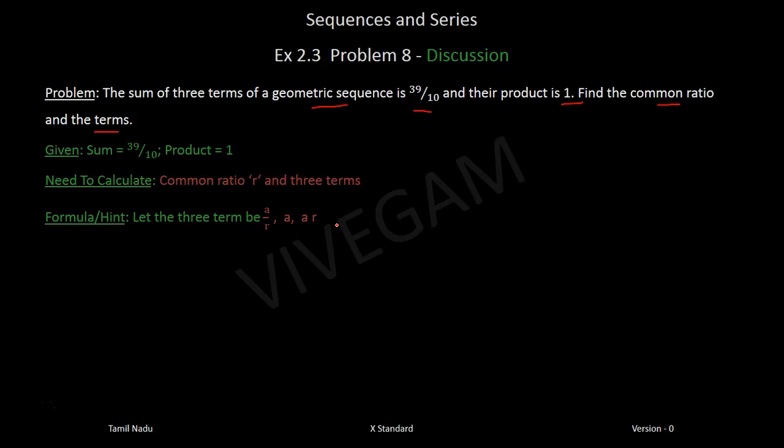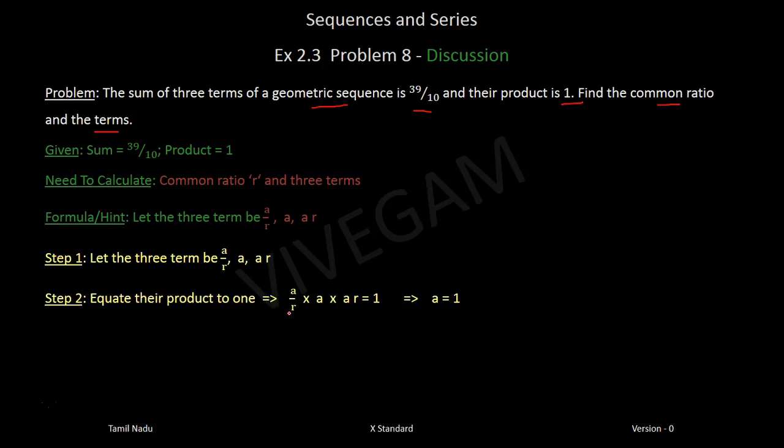Okay, now let's look at the steps. Let the three terms be a by r, a, ar. Okay, product of these three equal to 1. So a by r into a into ar equal to 1. This r and r will cancel. So you will get a cubed equal to 1 and implies a equal to cube root of 1, which is 1.